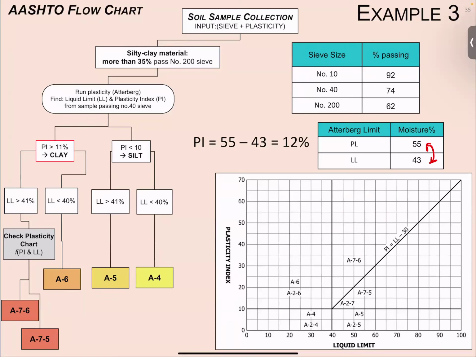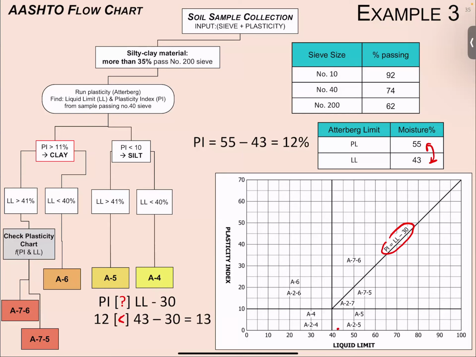Our liquid limit in this case is 43, even though it's probably wrong. And then our plastic index should be 12. So our plastic index is 12. In this case, if we did this out, 43 minus 30, which is what this line represents, we can see that it is actually greater than. So that's a tricky thing.